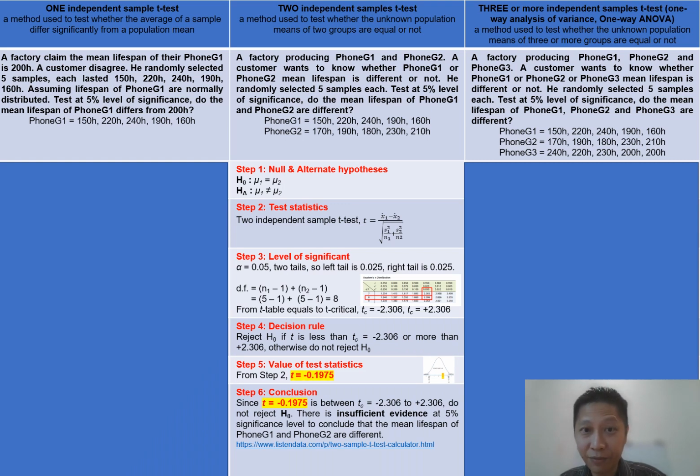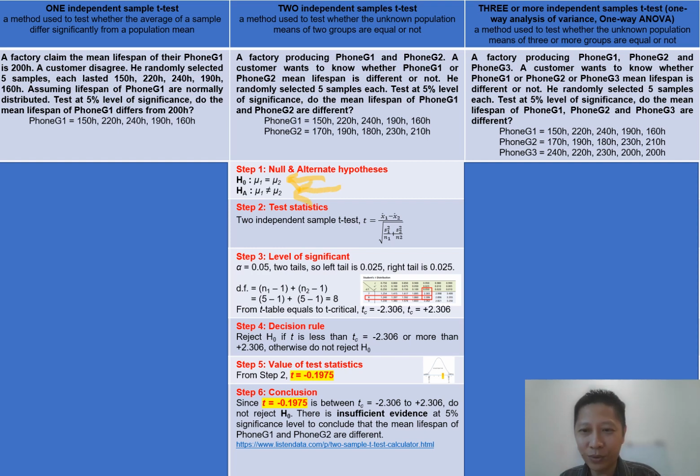The second case, the factory is producing the phone model G1 and phone model G2. We don't know whether the lifespans of G1 and G2 are the same or not. Is it 200 hours for G1, 200 hours for G2? We're not sure, but we can use a statistic test to confirm it. So we construct our null hypothesis first. We'll say that phone G1's lifespan is the same as phone G2's lifespan. Then we construct our alternate hypothesis, saying that phone G1's lifespan is different compared to phone G2's lifespan.